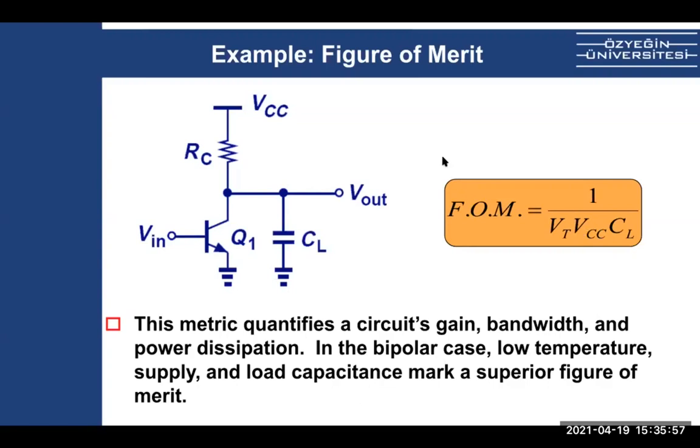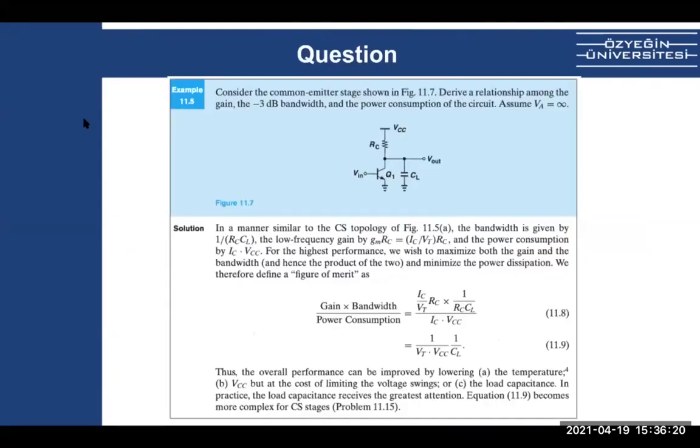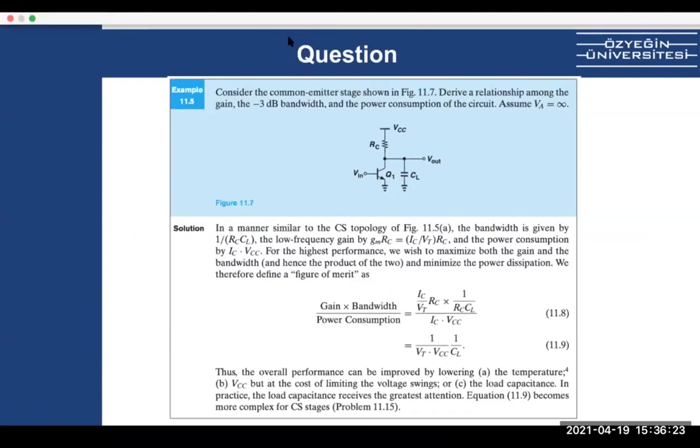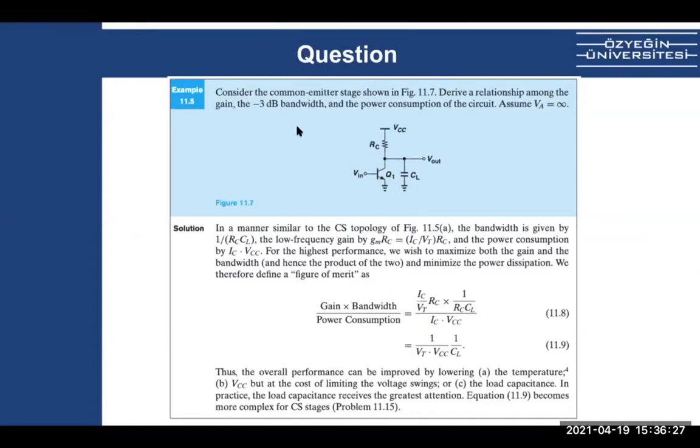Well, here, when you look at this one, for instance, it tells you the figure of merit for a circuit: gain, bandwidth, and power dissipation. And in the bipolar case, low temperature and load capacitance mark a superior figure of merit. So in this case, probably in the next lectures, it might explain a little bit better. This circuit has a figure of merit as gain, bandwidth, and power consumption, because all of them are important. You want the gain to be big, you want the bandwidth to be big, you want the power consumption to be small, right? So a figure of merit should be big, right?